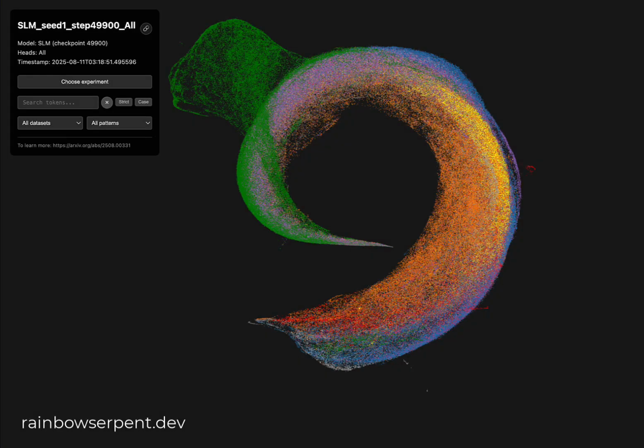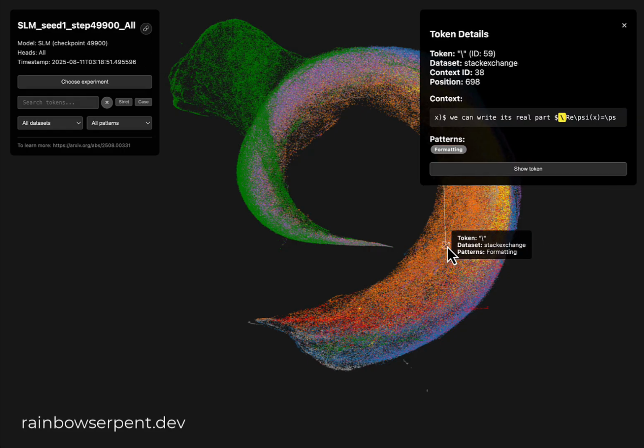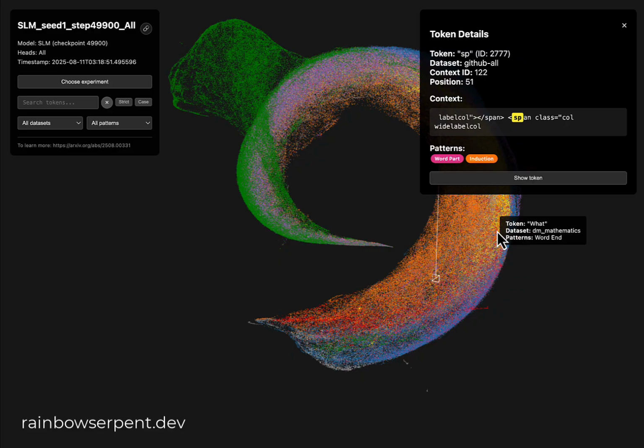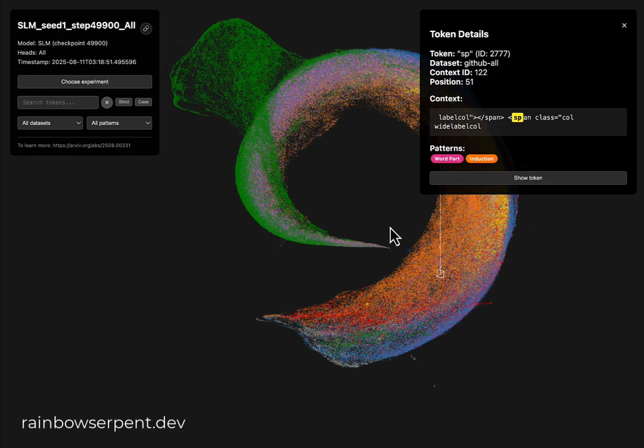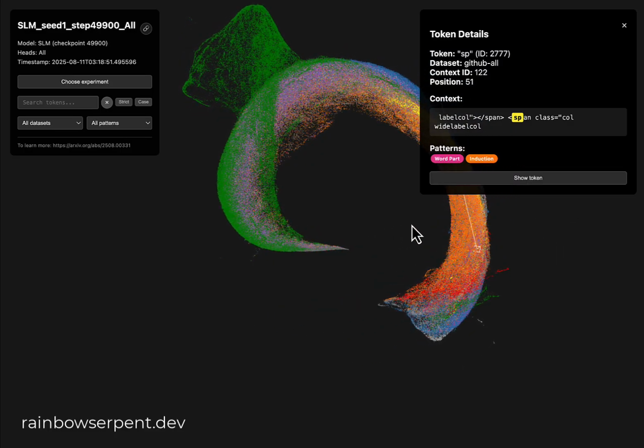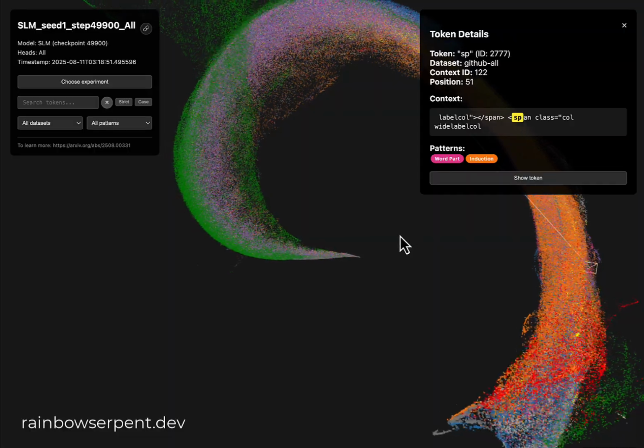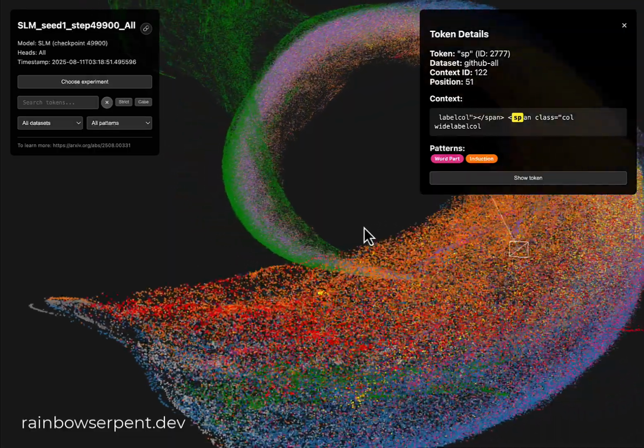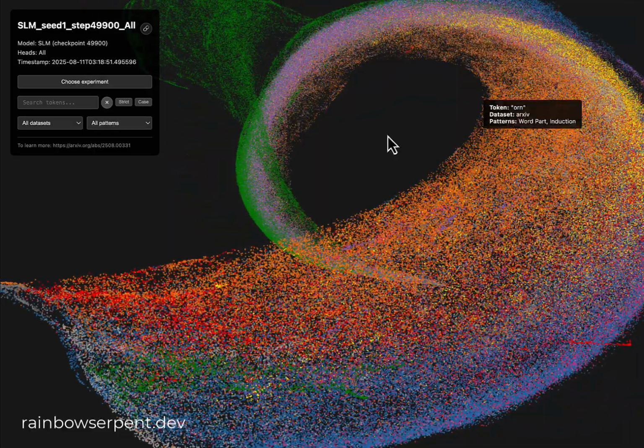This is the Rainbow Serpent. It's how a small language model sees the data distribution. Each dot here is a token in a particular context. The transformer sees the context and predicts the token. Roughly speaking, two tokens are going to appear next to each other in this visualization if their susceptibility vectors are similar. I'll say a bit more about what susceptibility vectors are later on.